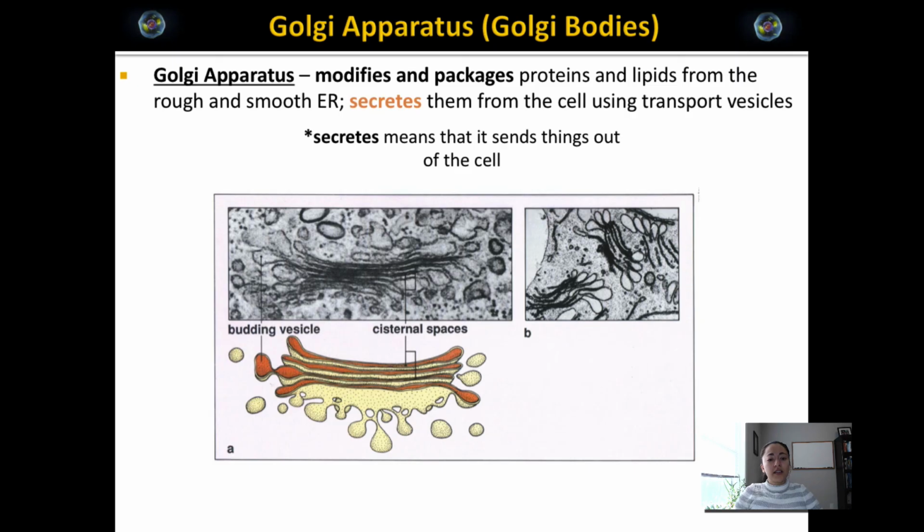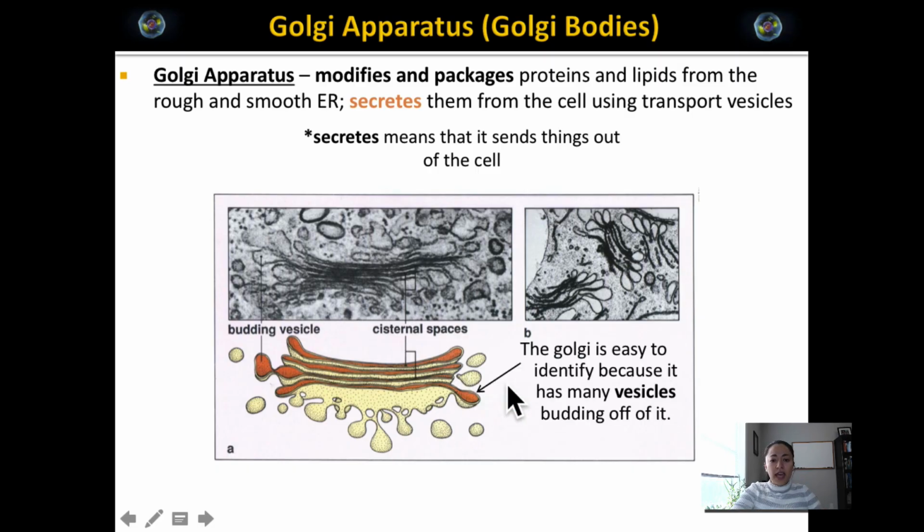So here is another picture of the Golgi apparatus, or in other words called the Golgi body. Its function is that it modifies and packages proteins, which were made in the rough ER, and lipids, which are transported and made in the smooth ER, and it secretes them from the cell using these little sacs called vesicles, or transport vesicles. And you can actually recognize the Golgi again because you will see all these vesicles budding off of the sides. So here's an actual microscope image of the Golgi bodies, and you can see these vesicles forming on the sides of this organelle.